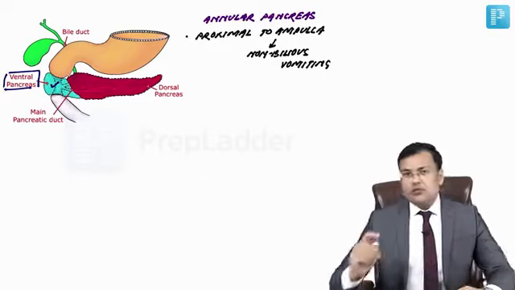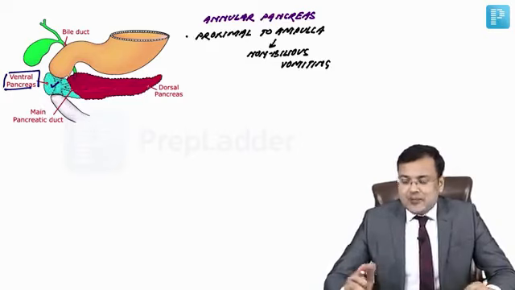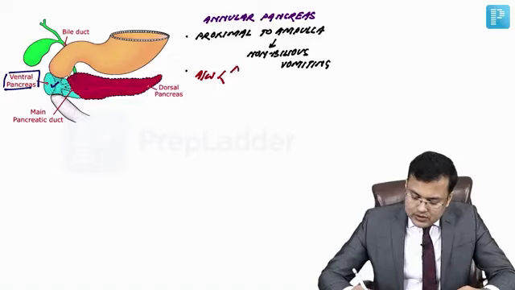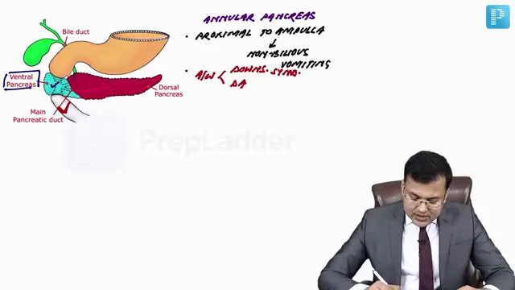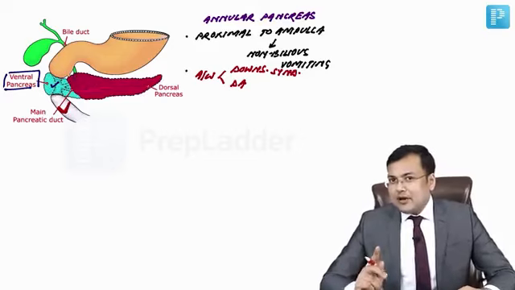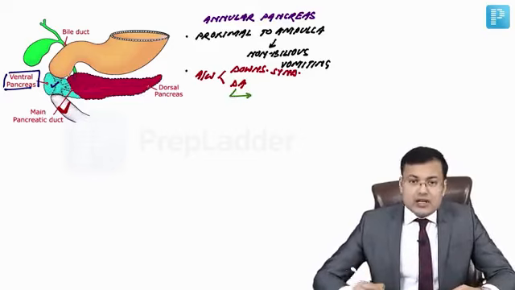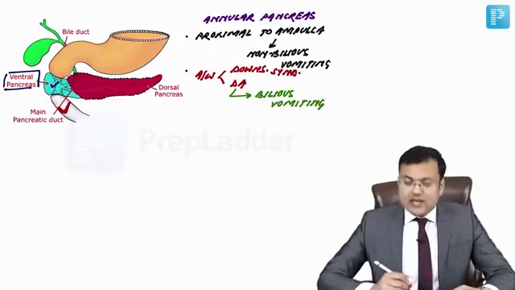It is associated with two conditions: Down syndrome and duodenal atresia. In duodenal atresia, the obstruction is distal to ampulla of Vater. And if obstruction is distal to ampulla of Vater, what kind of vomiting is seen in duodenal atresia? There is bilious vomiting.